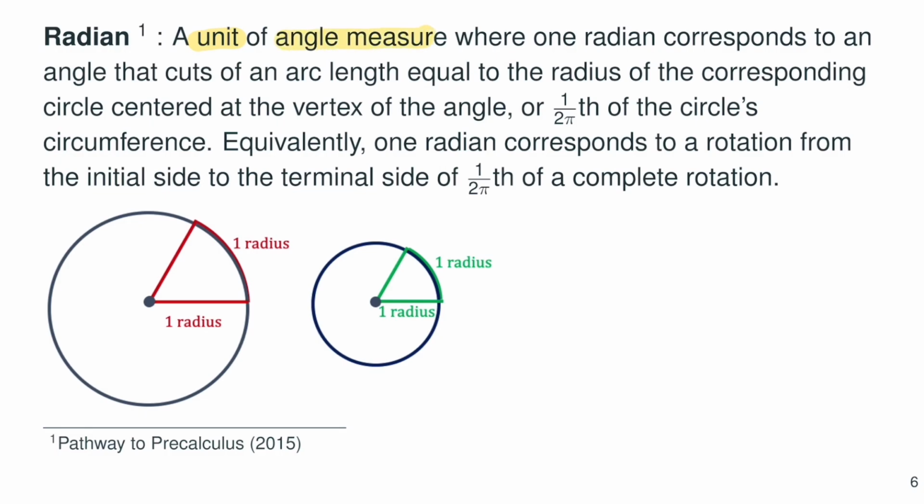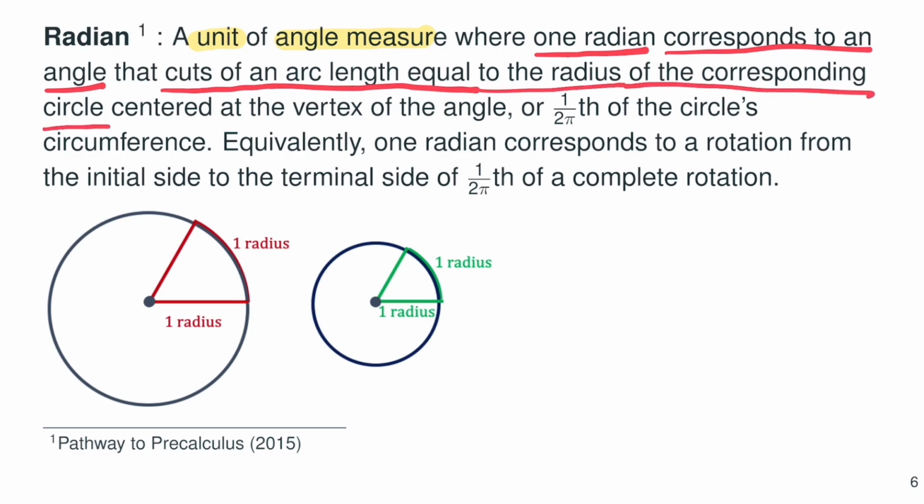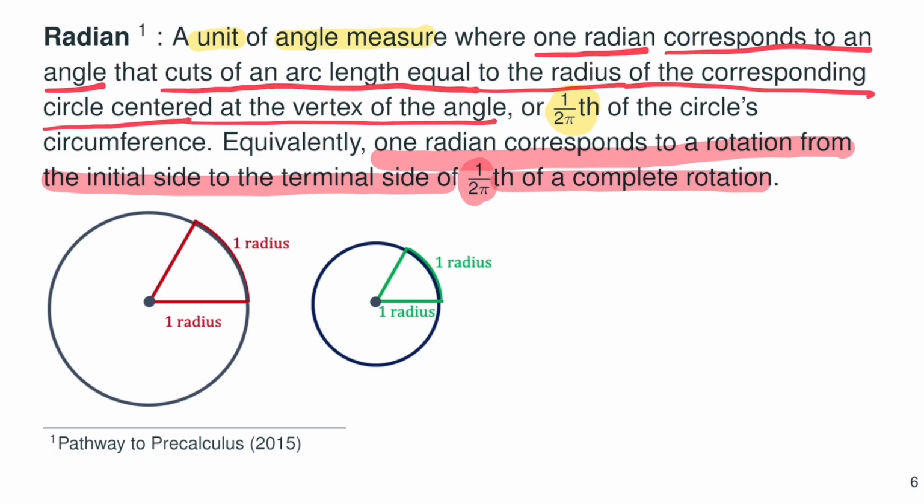A unit of angle measure where 1 radian corresponds to an angle that cuts off an arc length equal to the radius length of the corresponding circle centered at the vertex of the angle. Or we can say 1 over 2 pi of a circle's circumference. Equivalently, 1 radian corresponds to a rotation from the initial side to the terminal side of 1 over 2 pi of a complete rotation.